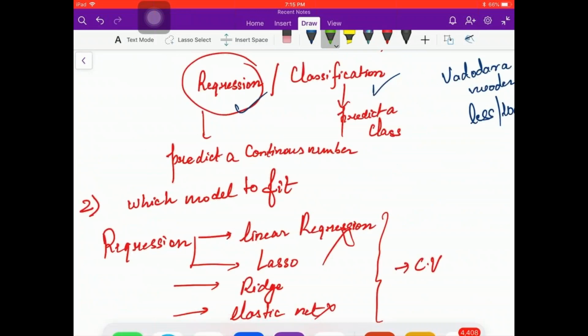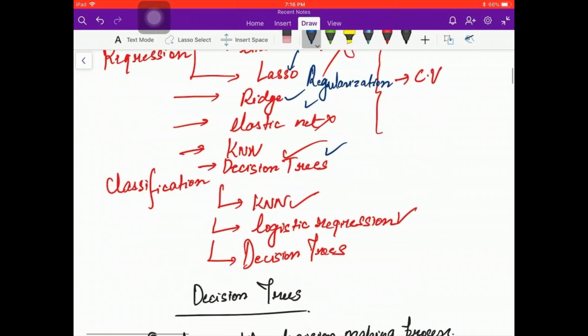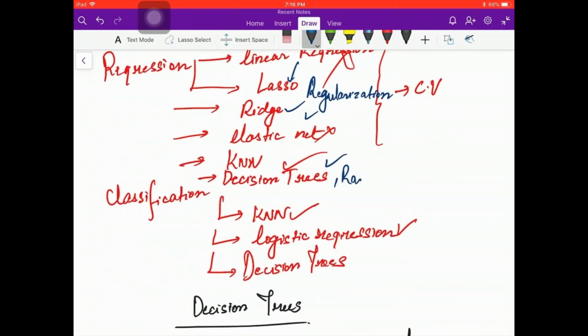So we saw that regression can be linear regression, can be lasso, which is again a specific form of linear regression, which includes regularization. Can be ridge, same regularization, can be elastic net, which we have just seen but not discussed. Can be KNN. KNN we discussed last time. Can be decision trees. Classification can be KNN, can be logistic regression, can be decision trees. And also we learned at the end of the class what is random forest, so random forest can also be used here.